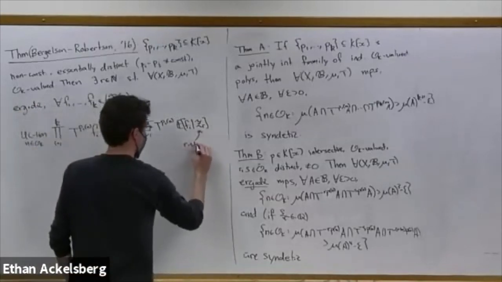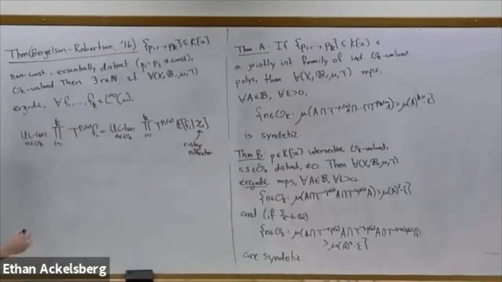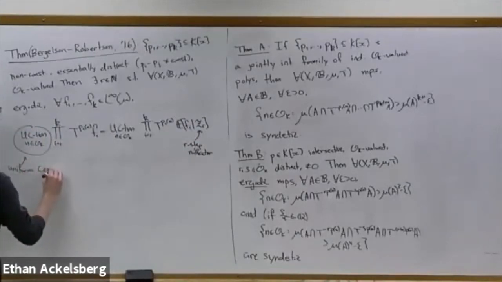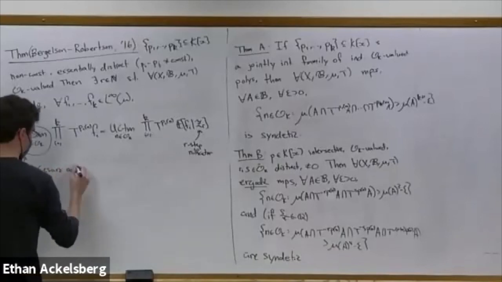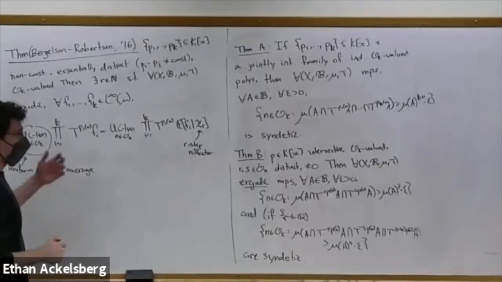This is the R step nil factor. And this notation here means, UC stands for uniform Cesaro. So if I take a Cesaro average along any Følner sequence, the limit exists and it's independent of the choice of Følner sequence. Okay, so this is the starting point.